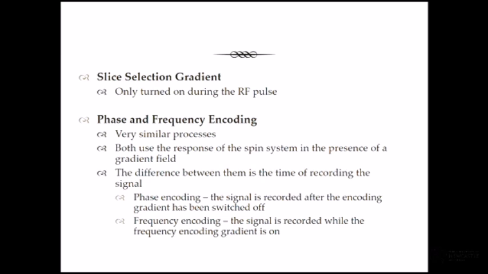Probably the only thing else to know about this is when they're played out. The important thing to remember is that slice select comes on at the same time as our excitation RF and our 180-degree pulse if we're doing spin echo imaging. Phase encoding is a very similar process, except that we're manipulating the gradients to change phase and/or frequency, depending on which one we're doing. The signal is recorded after the phase encoding gradient has been switched off, so we collect that signal, and the same with the frequency.